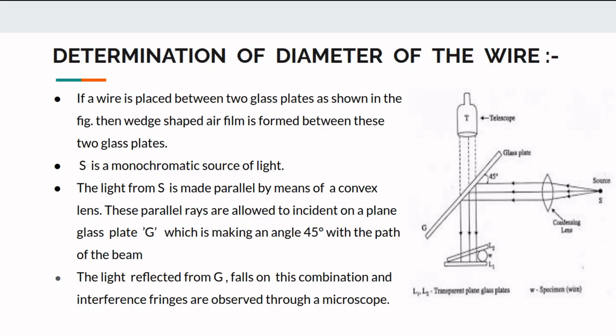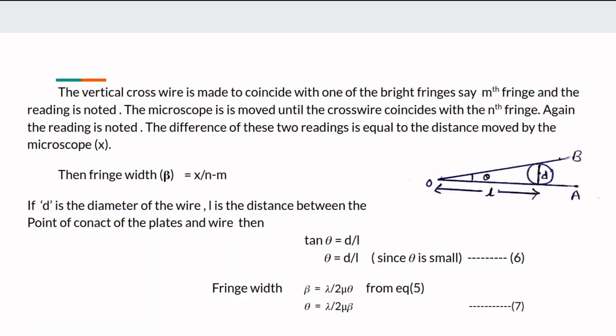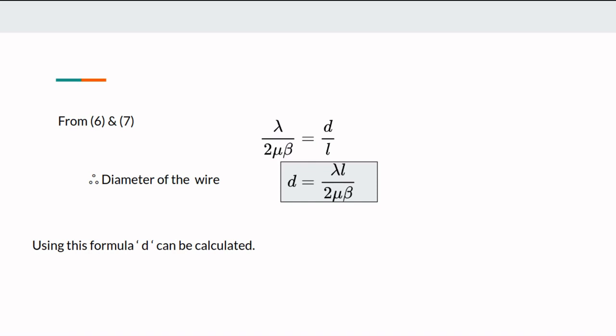The final one is the determination of the diameter of a thin wire. In the case of very thin wires, a screw gauge or vernier caliper is not suitable. For high accuracy, this method is used. First of all, a wedge film is formed by placing the small wire, whose diameter is to be determined, between two glass plates, and then we observe interference fringes through the eyepiece. Then by taking the readings, by coinciding the vertical crosswire with the mth and nth fringes, we can calculate beta. Substituting the values of beta, wavelength of light lambda, and the distance between the point of contact and the wire in the equation, we can calculate the diameter of thin wires.